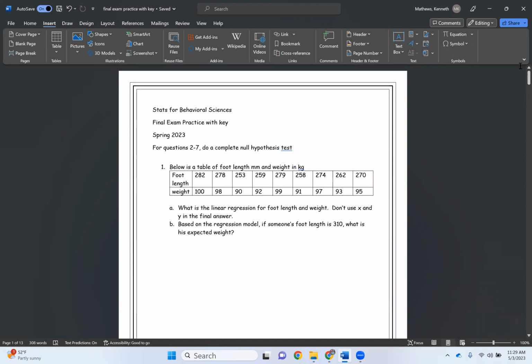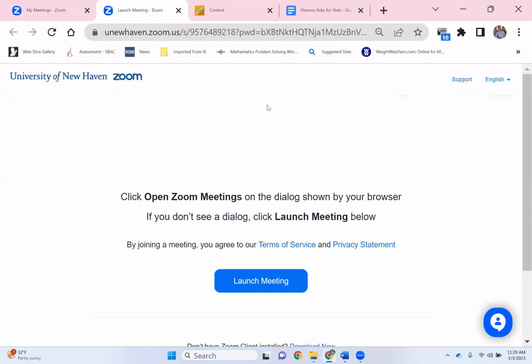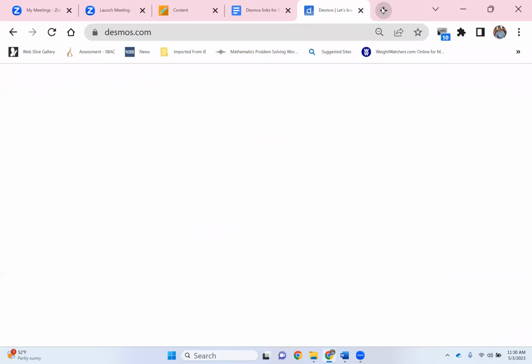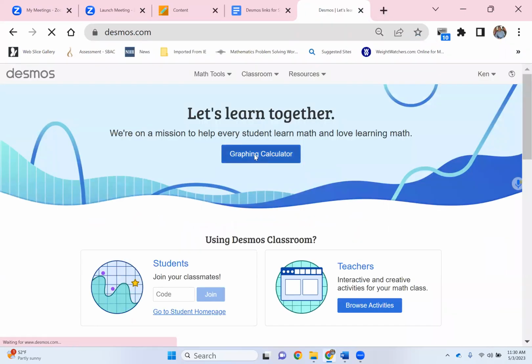All right. So below is a table of foot length in millimeters and weight of a person in kilograms. What's the linear regression for foot length and weight? Don't use X and Y in your final answer. All right. So we're going to go on to Desmos. We're going to learn together.